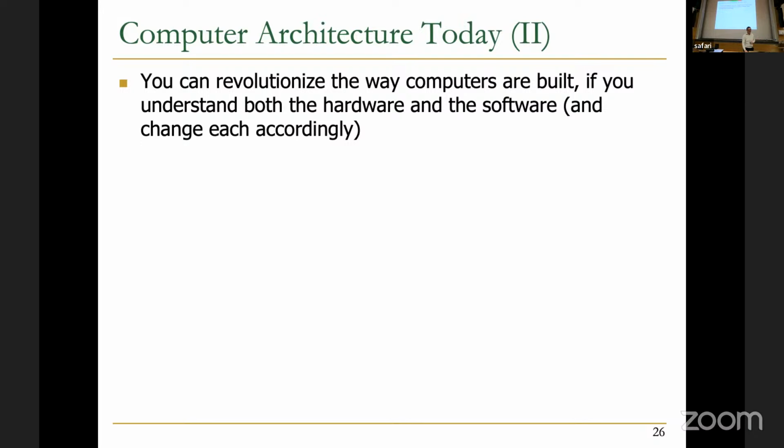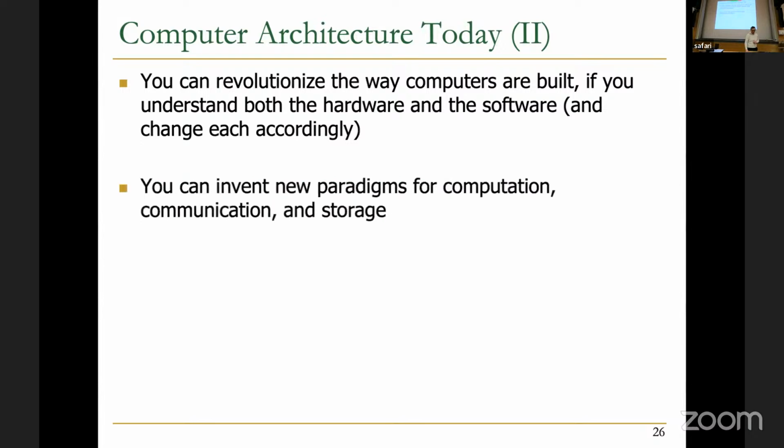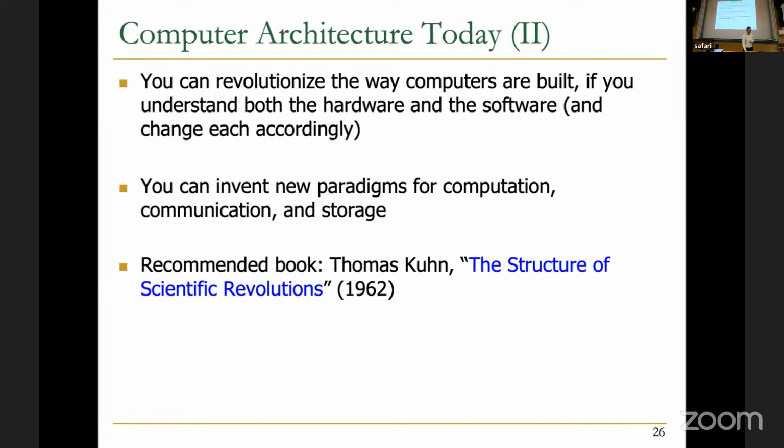And you can actually revolutionize the way computers are built if you know what's going on underneath as well as at the higher levels. Basically, think about both hardware and software. So it's good not to compartmentalize yourself as a hardware person or a software person. I think of myself as a systems person, let's say. I can work on hardware as well as software because it's really important to design systems, as we discussed, right? So if you understand both very well, and if you can design each accordingly to design a much better system, you're much better off. And you can also invent new paradigms for computation, communication, and storage. And we'll see some of these paradigms.